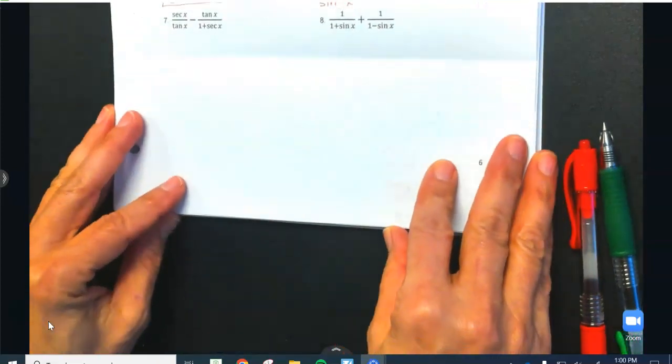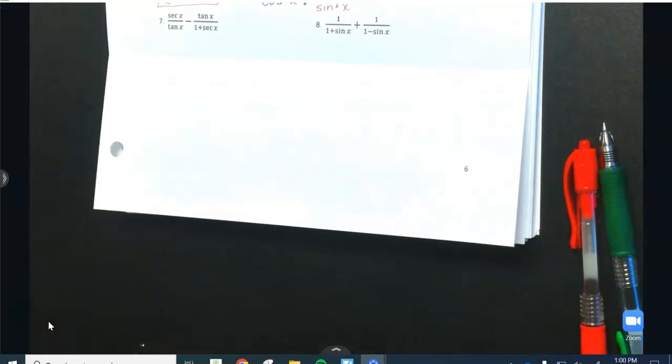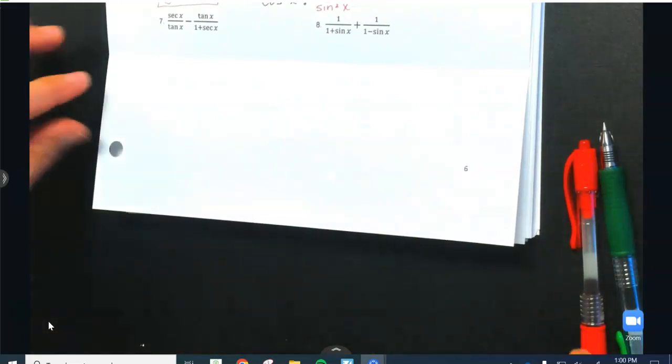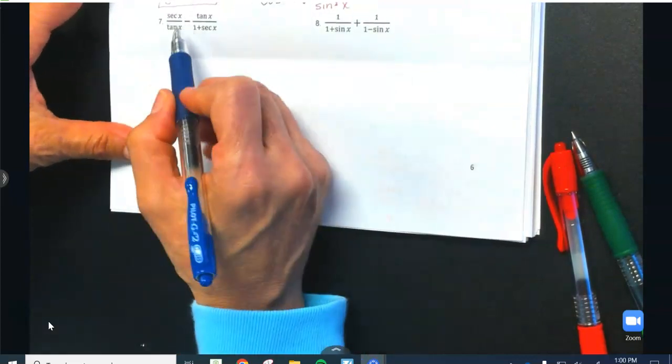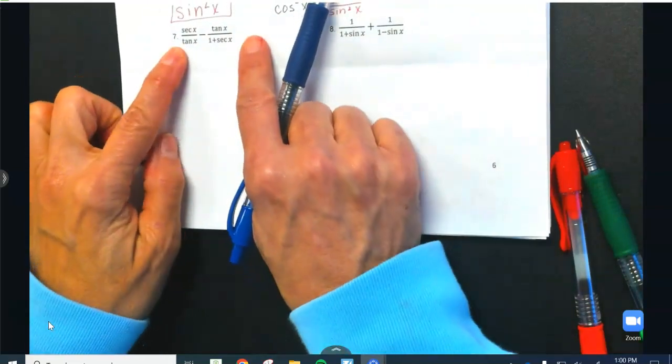Number 7. Wipe your eyes, wipe the drool. You've got to be awake on this one. Here we go. All right. So, I've got secant and I have tangent. Chances are, look, secant and tangent are together. I'm going to keep this in the back of my head. I probably will use it. I don't know yet. None of them are squared yet, so I don't know. I'm just kind of thinking right now.